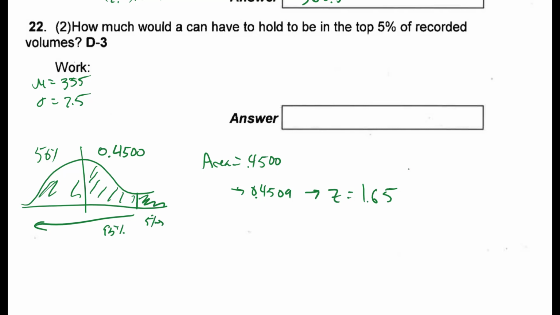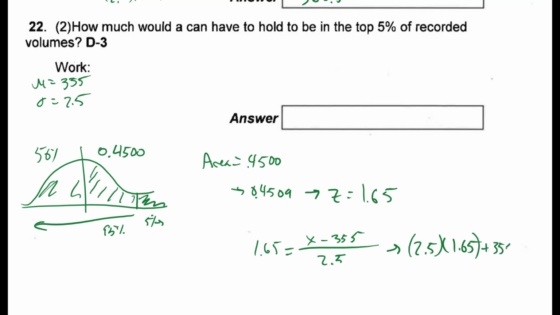So how much would it have to hold? I need a z-score there. So 1.65 equals x minus 355 over 2.5, or 2.5 times 1.65 plus 355, and throwing that into a calculator, I get 359.125. Okay, so let's go with 359.